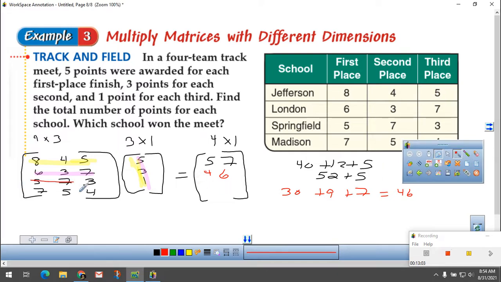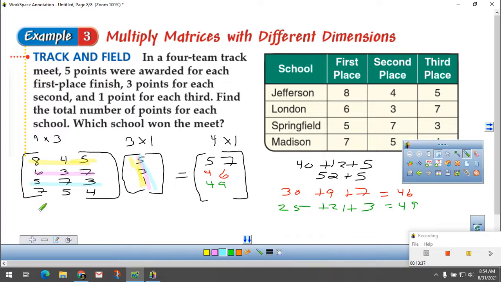So row 3 times that column again. And so what will that be this time? Well, that would be 5 times 5, which is 25, plus 7 times 3, which is 21, plus 3 times 1, which is 3. So 25 plus 21 would be 46. 46 plus 3 would be 49. So 49 points awarded to Springfield.